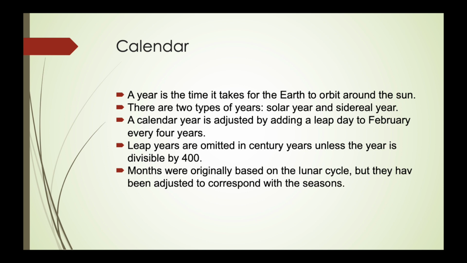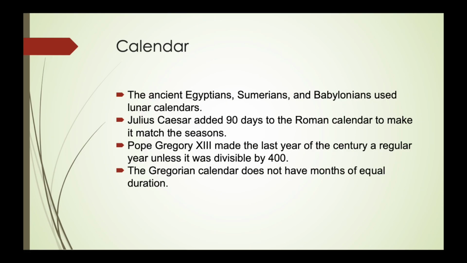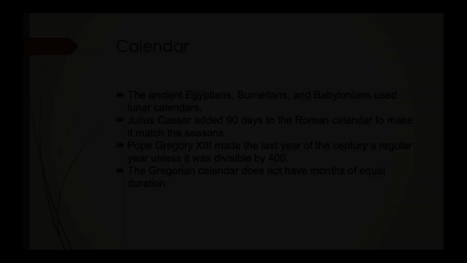Months were originally based on the lunar cycle, but they have been adjusted to correspond with the seasons. The ancient Egyptians, Sumerians, and Babylonians used lunar calendars. Julius Caesar added 90 days to the Roman calendar to make it match the seasons. Pope Gregory XIII made the last year of the century a regular year unless it was divisible by 400. The Gregorian calendar does not have months of equal duration.